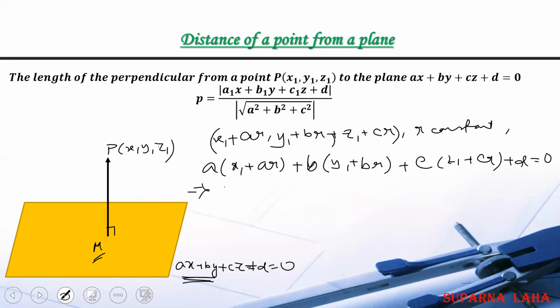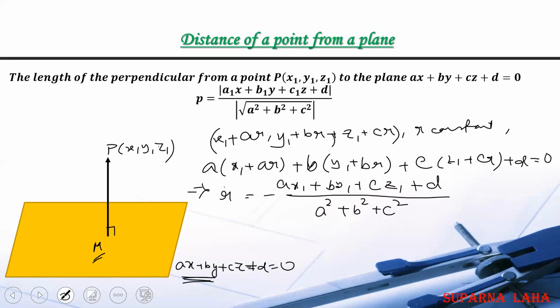Okay, so from here you can easily establish the value of r, which is (ax1 plus by1 plus cz1 plus d) by (a square plus b square plus c square), multiplied with a negative sign. So this is the value of r.